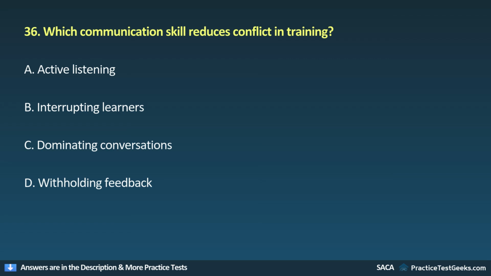36. Which communication skill reduces conflict in training? A. Active listening. B. Interrupting learners. C. Dominating conversations. D. Withholding feedback.